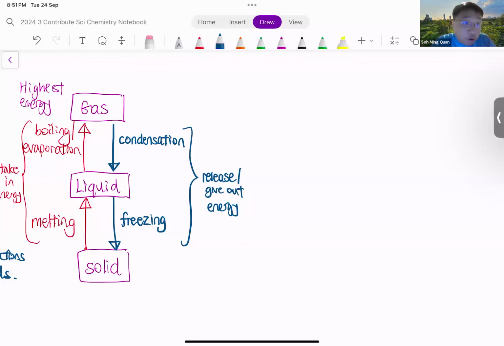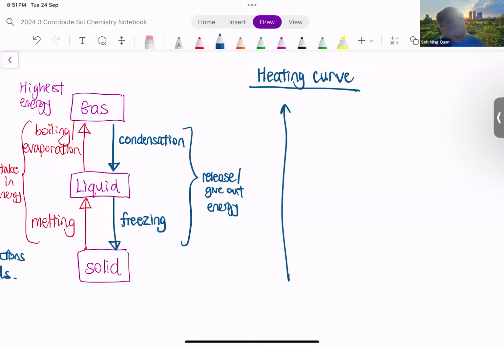So now let's move on to representing these energy changes on a graph. And this graph that represents some of these changes is called the heating curve and the cooling curve. Today, we will look at the heating curve. Now, heating curve basically tracks temperature in degrees Celsius with time. Time can be in minutes, can be in seconds. So basically, the heating curve tracks the temperature changes in a sample as it's being heated up. So as it's being heated up, your temperature change looks something like that.